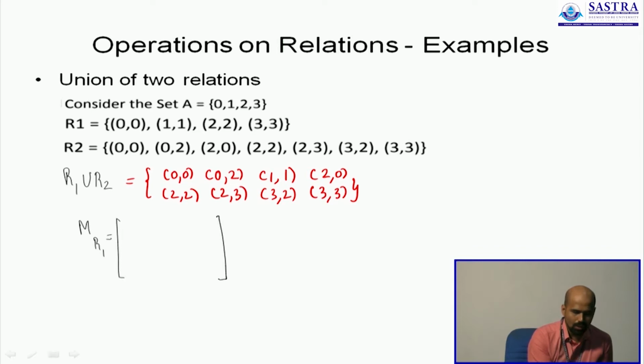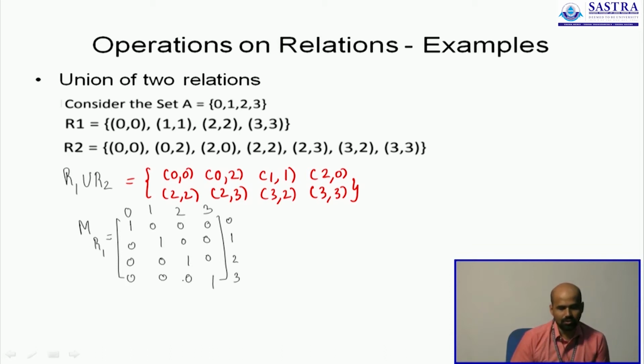MR1 is going to be a 4 by 4 matrix which will have its entries along the diagonal, because the zeros, ones and twos are on the rows here and columns here. I have a 0 0 pair, so this is 1. There is no 0 1 pair, there is no 0 2 pair, there is no 0 3 pair in R1. Similarly, the other 12 entries can also be marked to be 0. So my matrix for the first relation will be of this form.